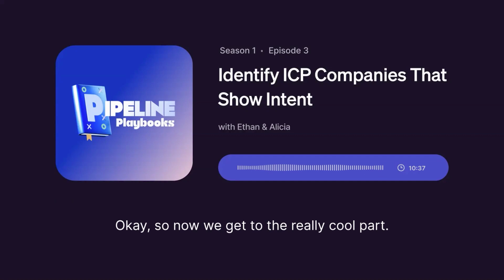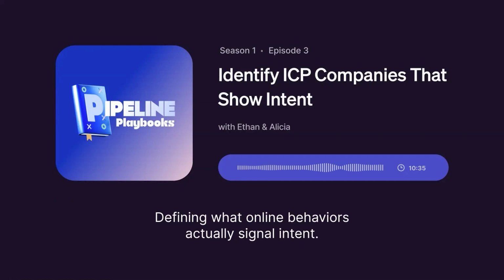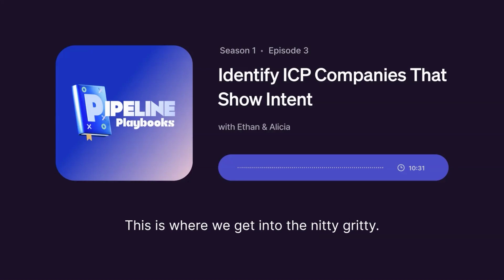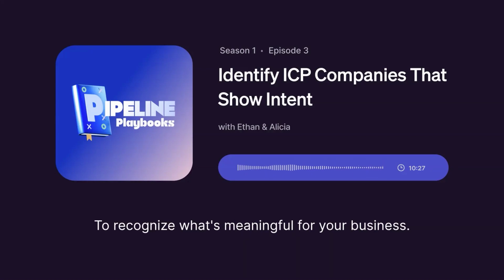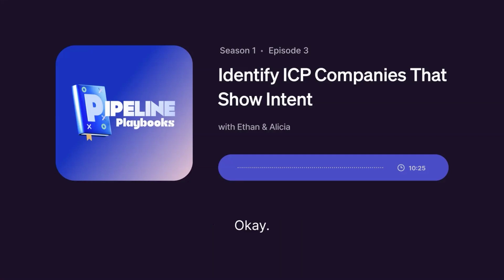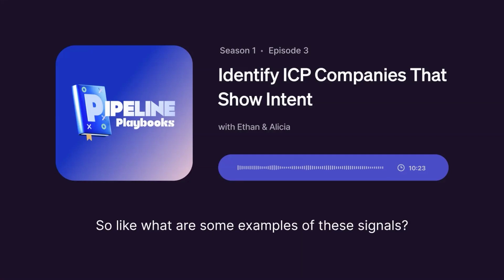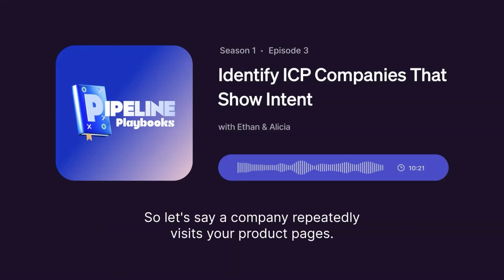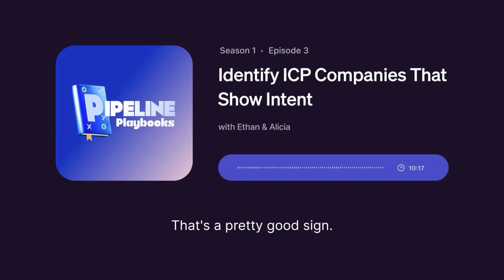So now we get to the really cool part. Okay. Defining what online behaviors actually signal intent. Okay. This is where we get into the nitty-gritty. This is where you customize the system to recognize what's meaningful for your business. Okay. So, like, what are some examples of these signals? So let's say a company repeatedly visits your product pages. Okay. That's a pretty good sign. They're interested. They're digging deep. Yeah, they're doing their research.